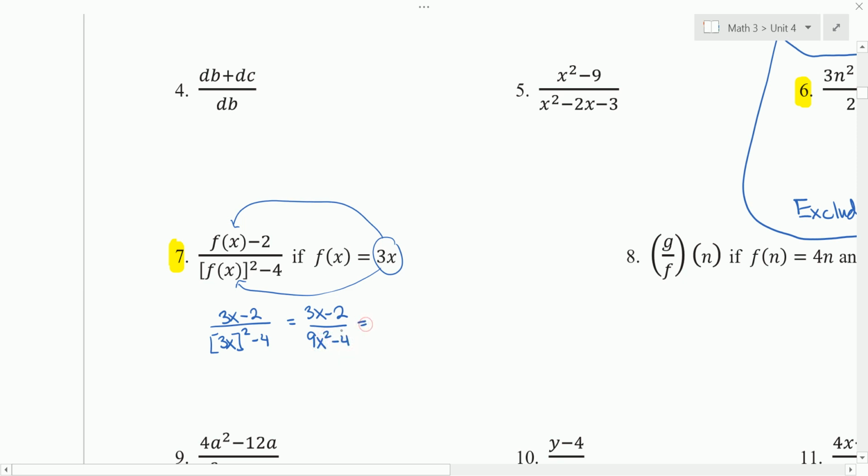Factor to see what each numerator and denominator is divisible by. So 3x minus 2 is already factored. And then the 9x squared minus 4 is a difference of two perfect squares, which is 3x minus 2 times 3x plus 2.